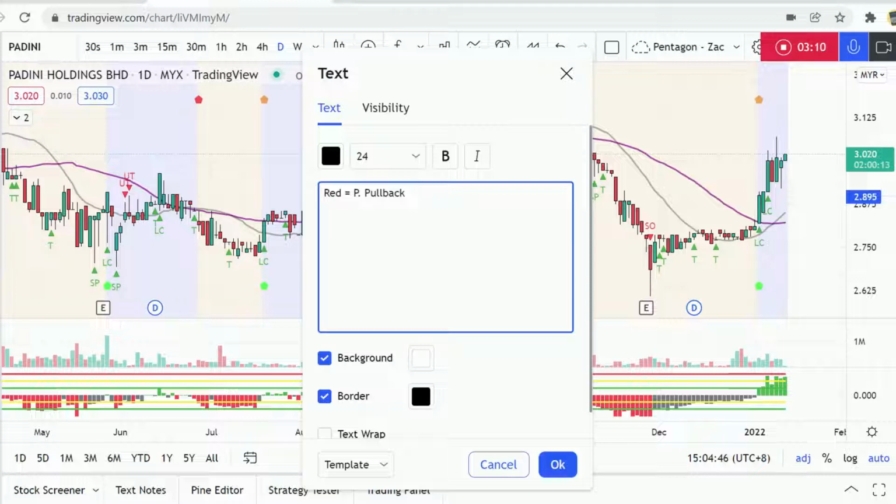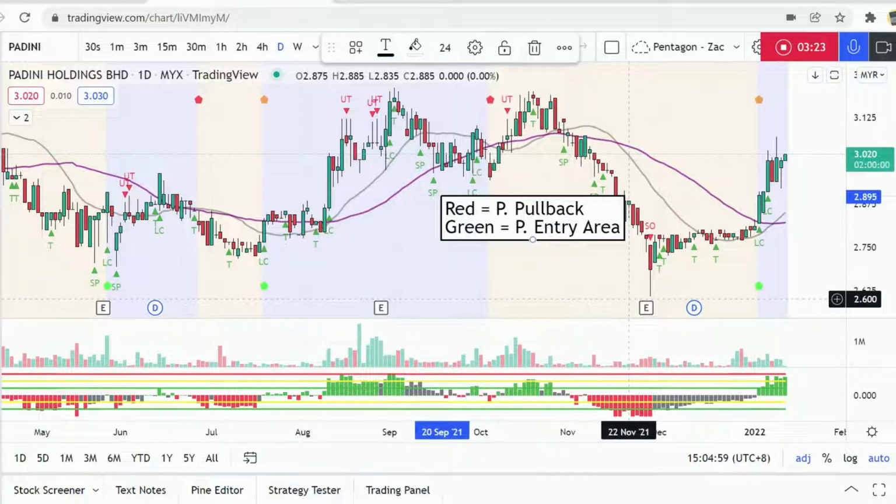So this is the green, a potential entry area. This is the area I'm looking for because it is very, very close to support.